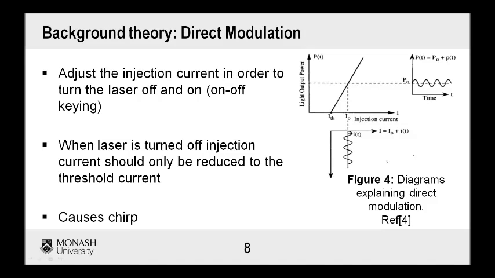So what you want to do is, when you modulate your laser and you turn it off, you only want to turn it off to the point of the threshold current, not to zero current, just so it doesn't take as long to turn the laser back on again.